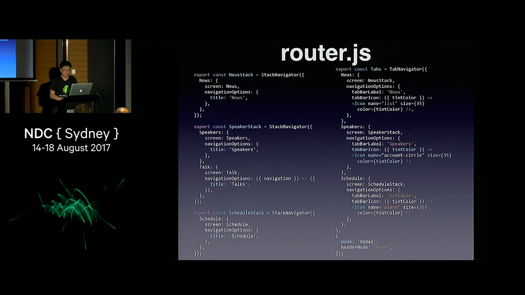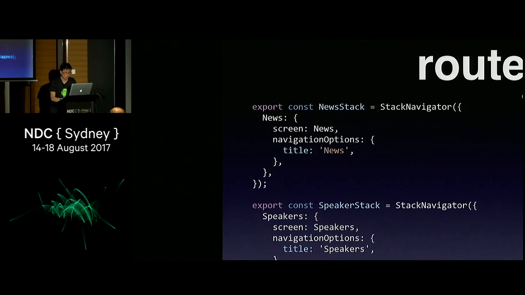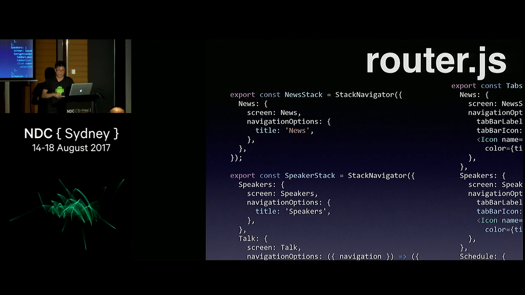Now, in order to piece all the navigation together, I create a file called router.js. This is how it's going to look like. First of all, I create what we call a stack navigator. So I have the news stack, and my news stack only has 1 page.